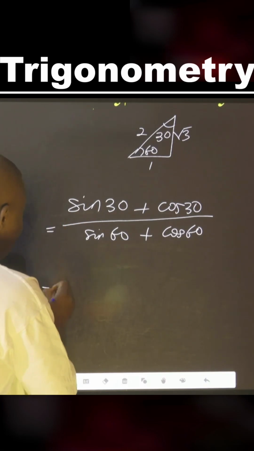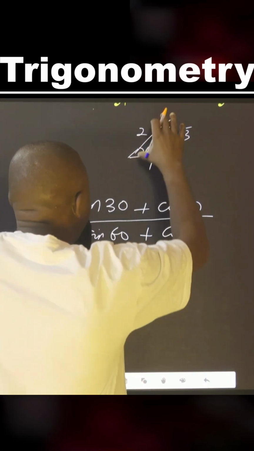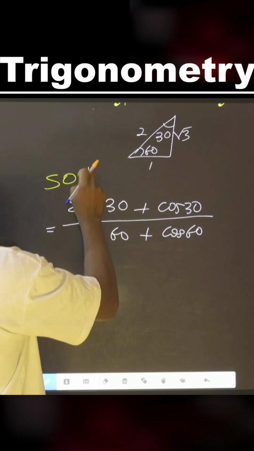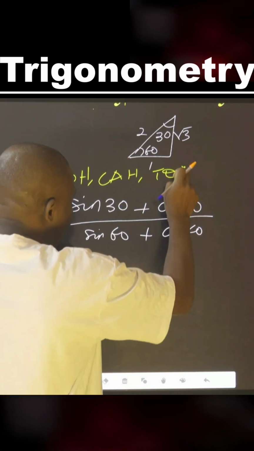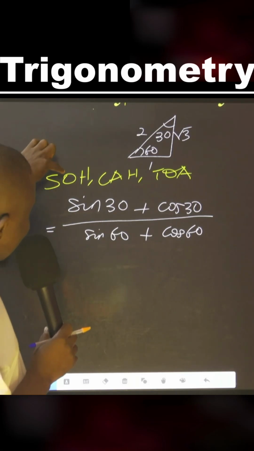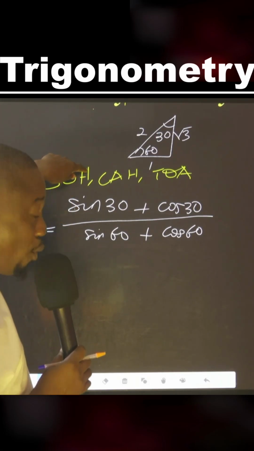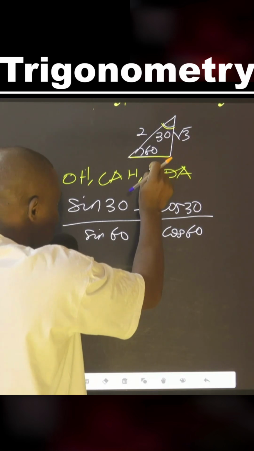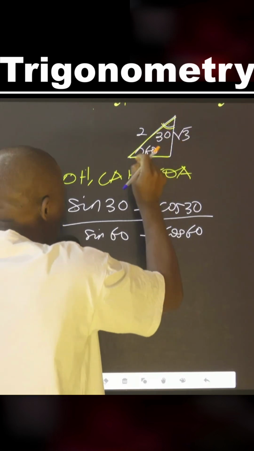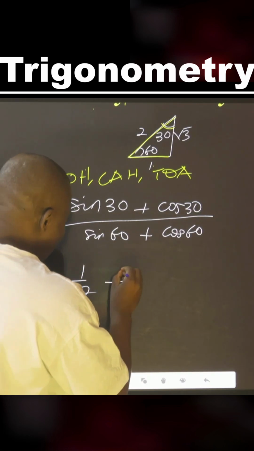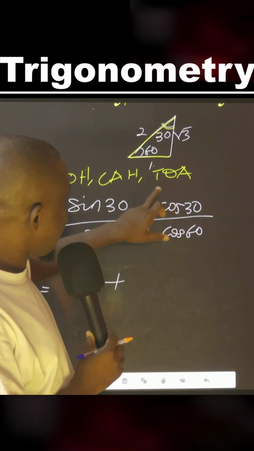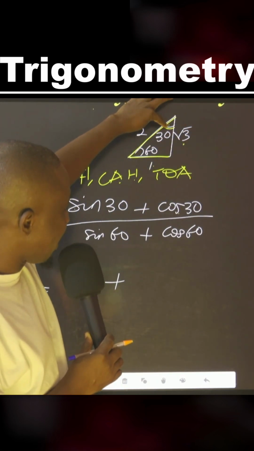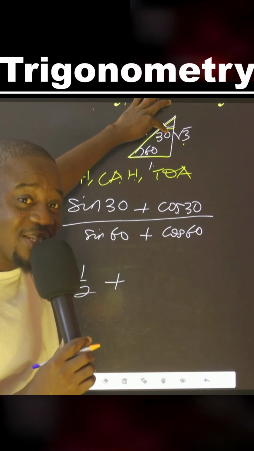Okay? Then the next thing is I need to ask myself from this diagram, what is sine 30? Remember SOH CAH TOA. For sine, it is opposite over hypotenuse. Opposite, this line that is facing this 30, which is 1, over hypotenuse, the longest line. That is 1 over 2. Okay? Then cos 30 is adjacent over hypotenuse. That is adjacent to this 30, a line that is close to the 30 that is not the hypotenuse.